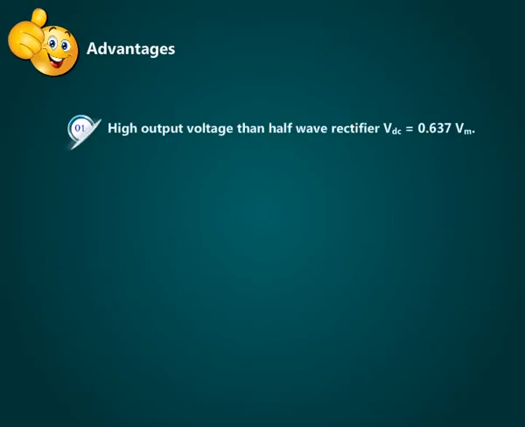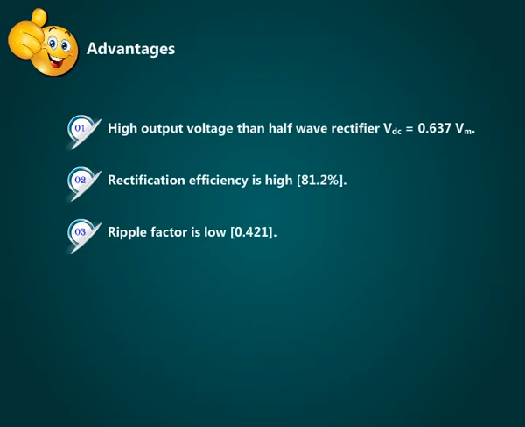Advantages. High output voltage than half wave rectifier, VDC is equal to 0.637 Vm. Rectification efficiency is high, 81.2%. Ripple factor is low, 0.421. DC saturation of the core is avoided.